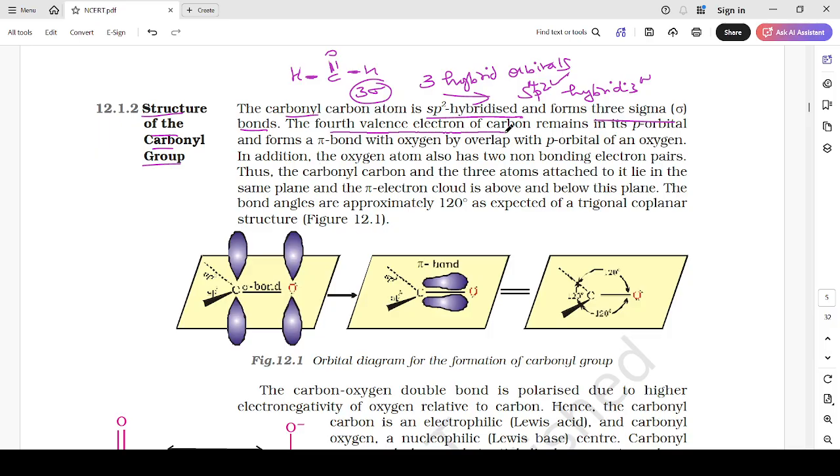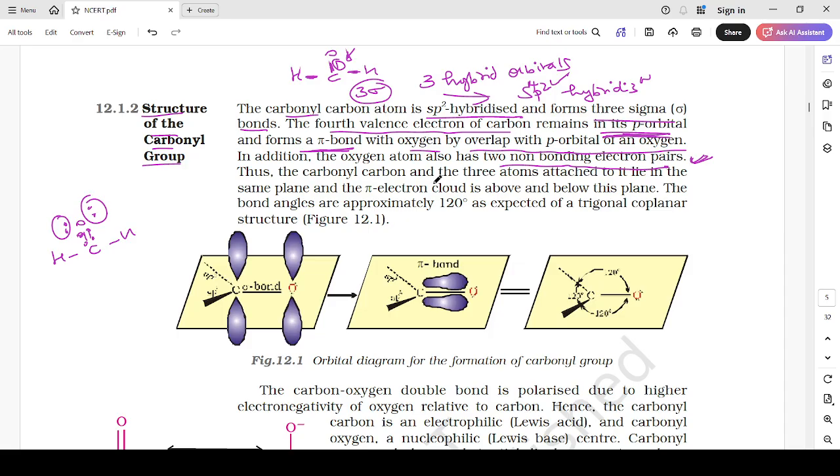The fourth valence electron of carbon remains in its p orbital and forms a pi bond, this one. Because carbon comes with 4 electrons. If 3 is forming a sigma bond, the fourth should be the one which is involved in the pi bond formation with oxygen by the overlap with p orbitals of oxygen. In addition, oxygen is also having 2 non-bonding electron pairs, of course. Oxygen came with 6 electrons, isn't it? 1, 2, 3, 4, 5, 6, 7, 8. So I'm having two non-bonding electron pairs.